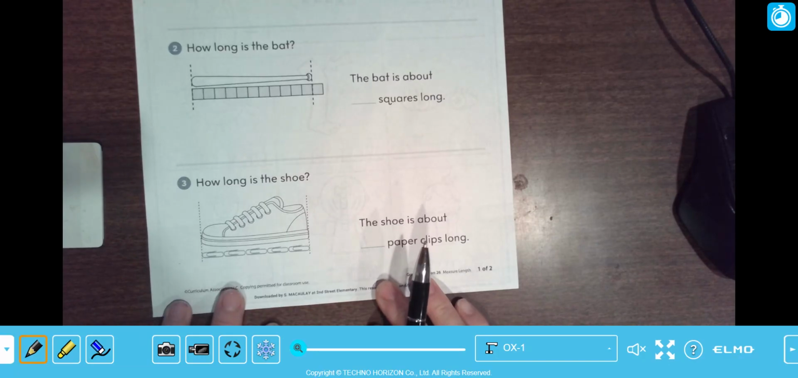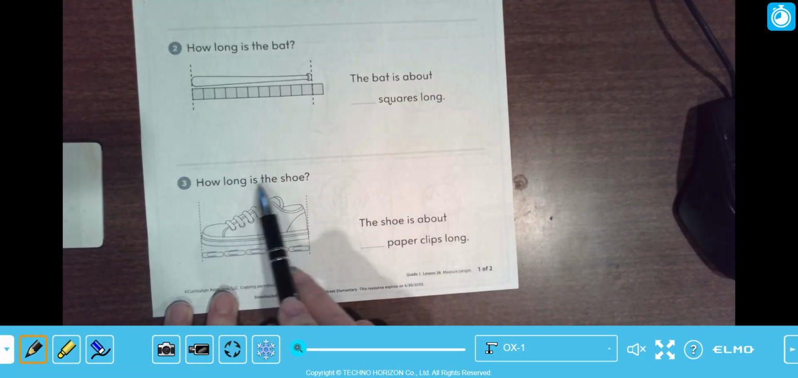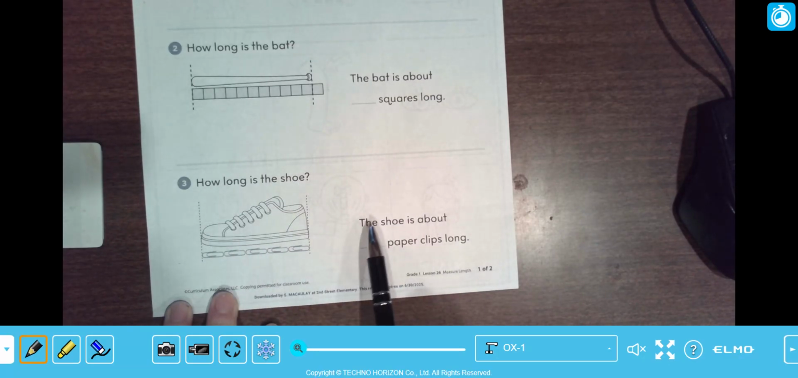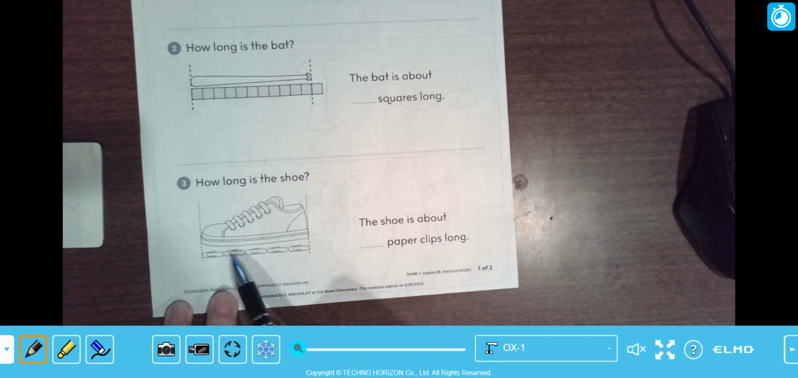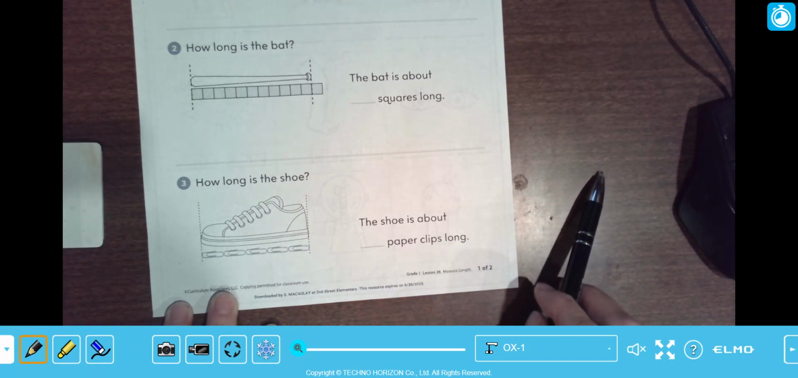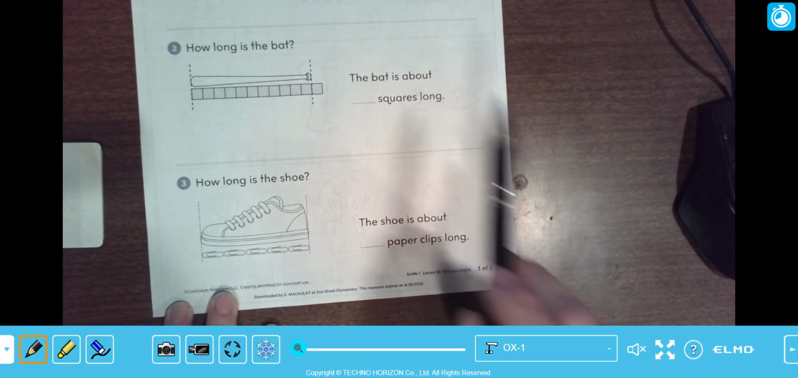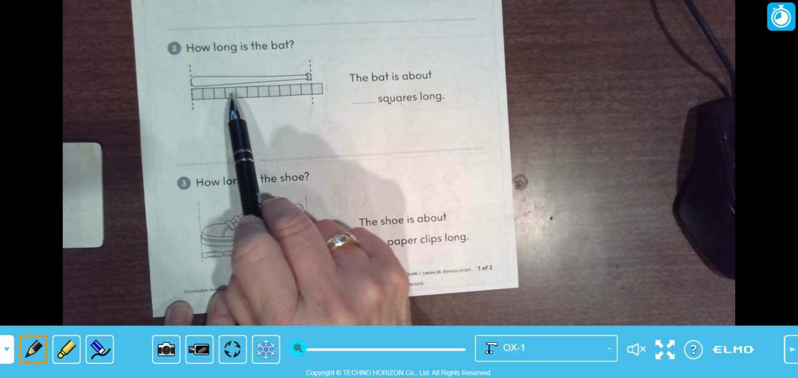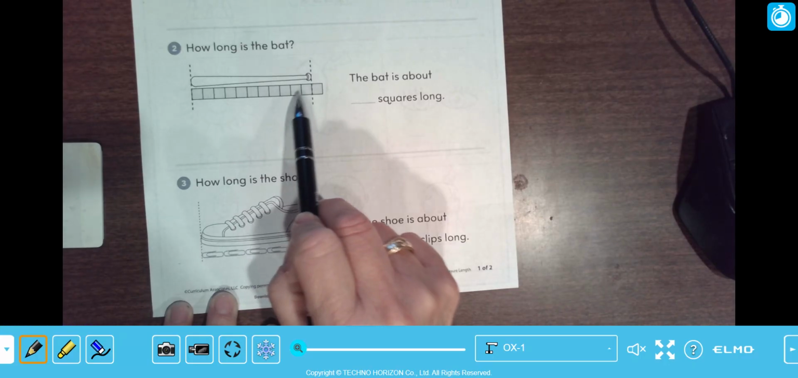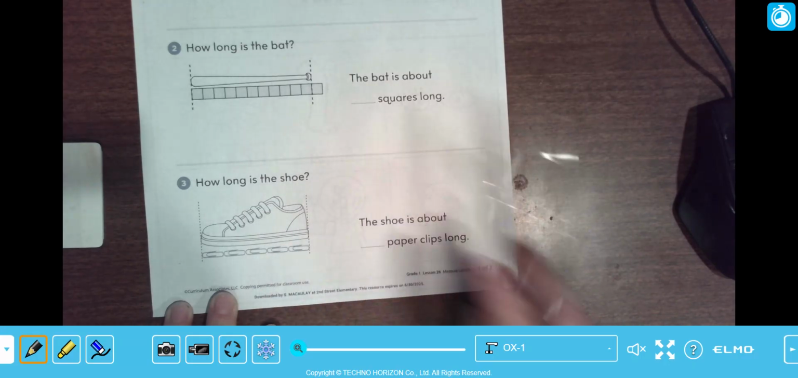Okay, are we ready to go to the next one? That says, how long is the shoe? And your answer is, the shoe is about blank paper clips long. So here are the paper clips, and we have to count them to see how many paper clips it takes for the length of this shoe. So I counted 5. So that's what you write here, 5. I should check this one. 1, 2, 3, 4, 5, 6, 7, 8, 9, 10, 11. 11. So right here should say 11.